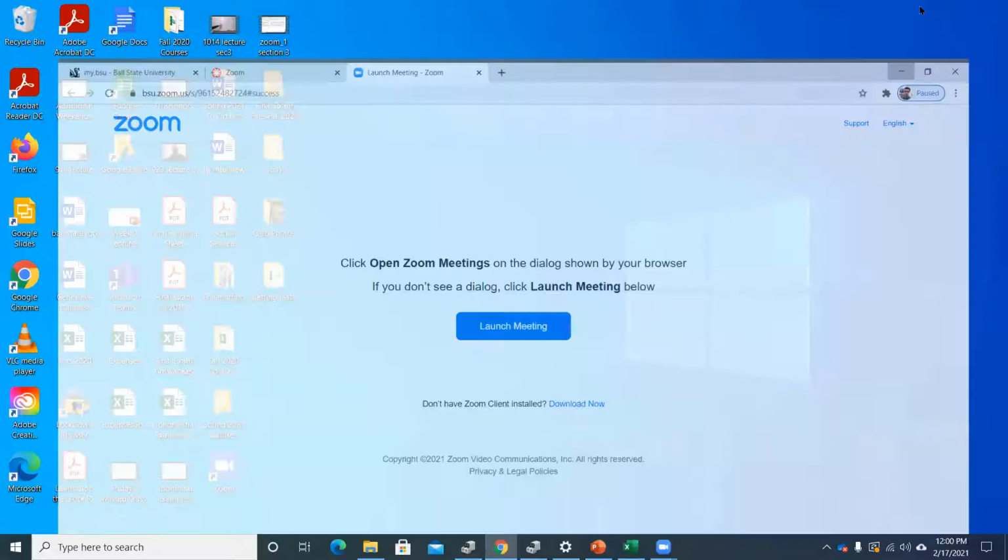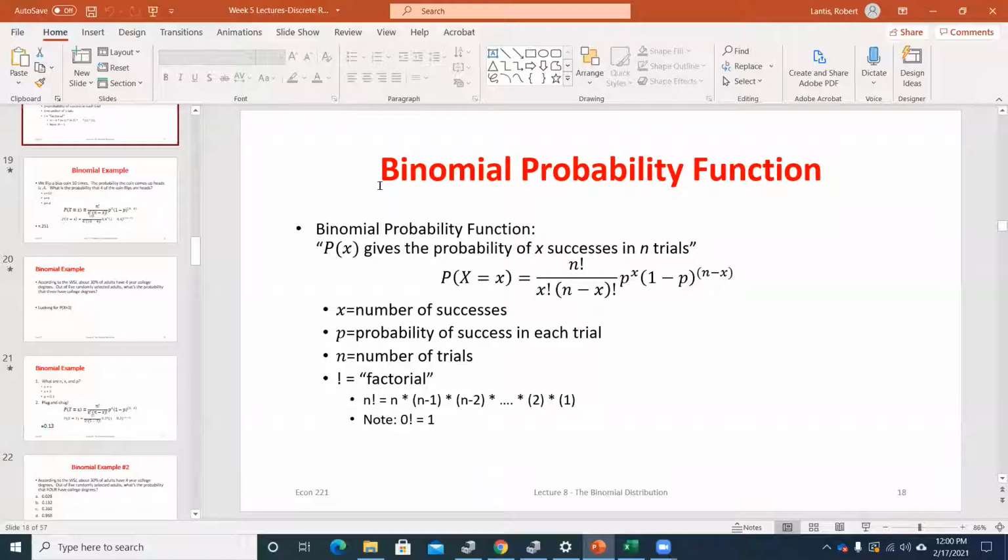Let's get back to where we left off on Monday, which was talking about the binomial distribution. So we had this function that we talked through. The main new thing was this factorial, right?